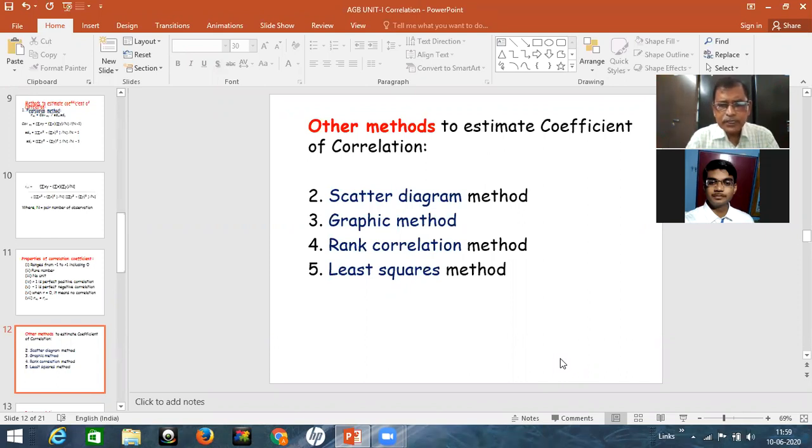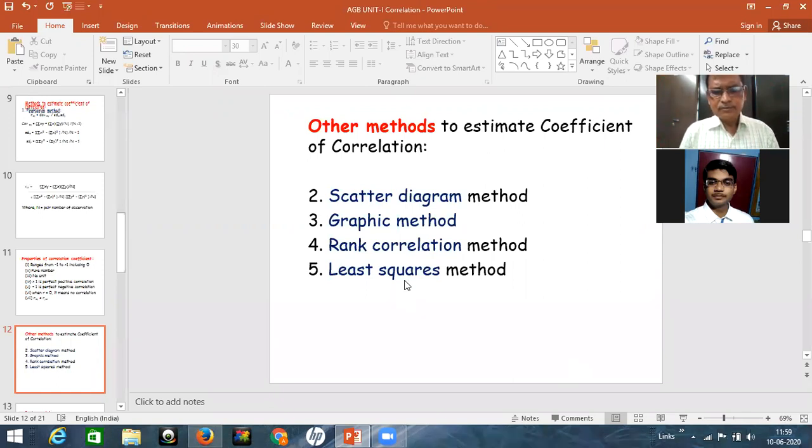If you find that the points are moving in increasing order from the left bottom corner to the right upper corner, then both variables are in a positive direction. If one variable is in increasing order and the other is in decreasing order, then from this diagram we can say they are in a negative correlation. Similarly, in the graphic method, for both variables we will have two different graphs.